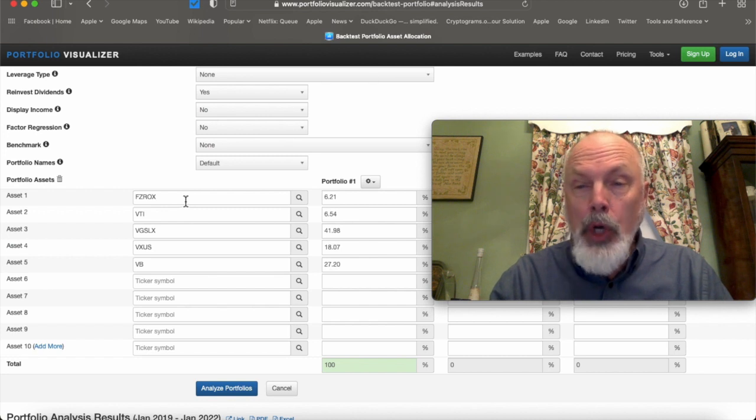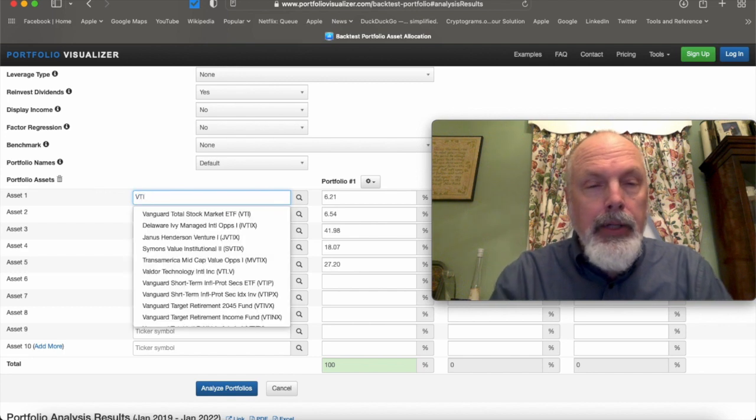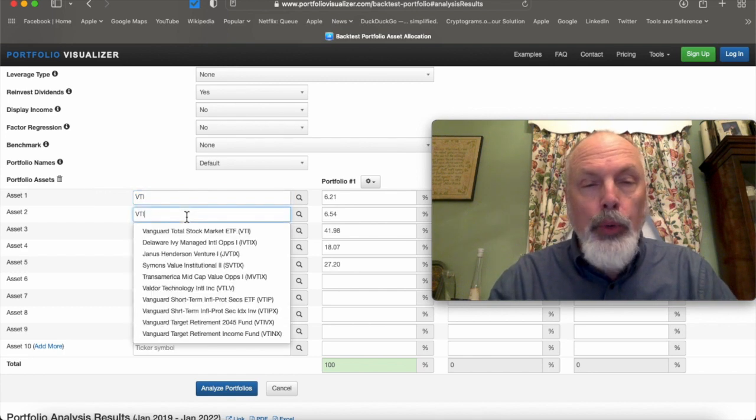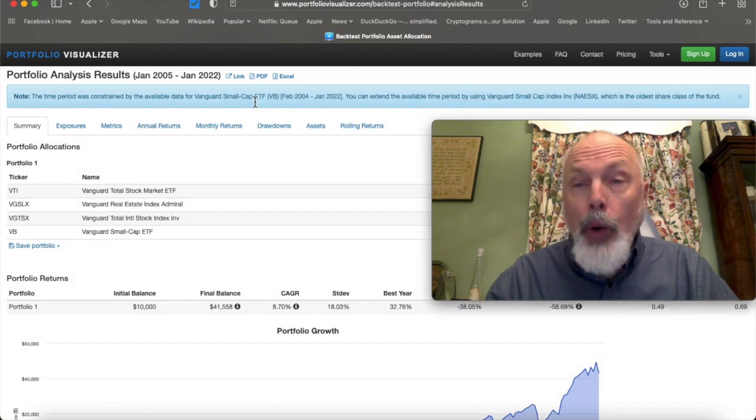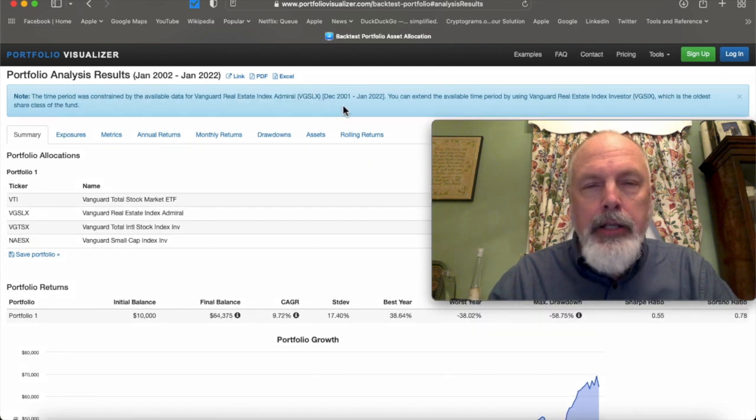So in this case, I'm going to use VTI in both places. Now, it also says that the VXUS has only been around since 2011, and you can use this international stock index as a replacement. Now, it says that the small cap VB has only been around since 2004, and you should use this fund. Now, it says that the Animal Fund has only been around since 2001, so you can use the older investor class.